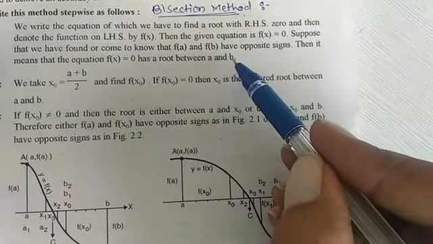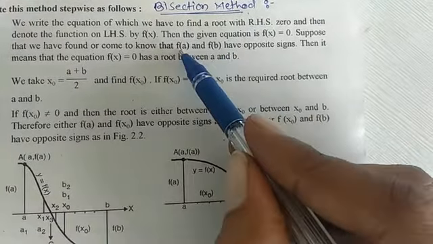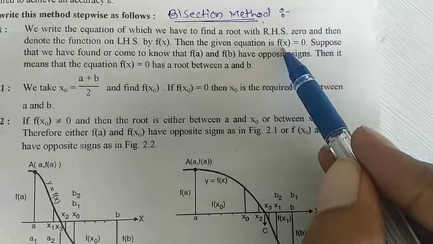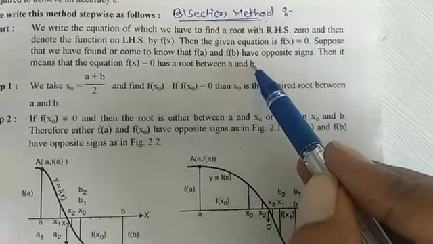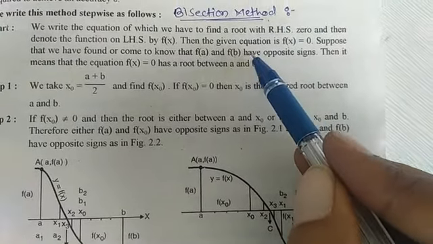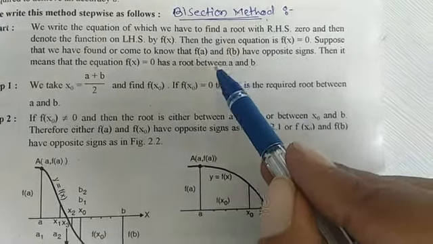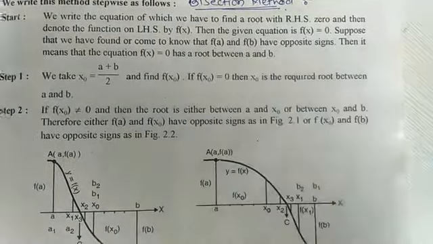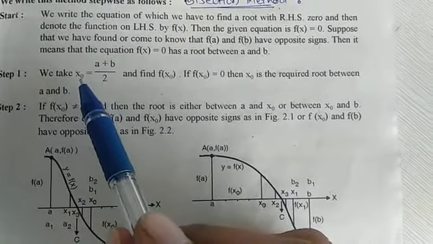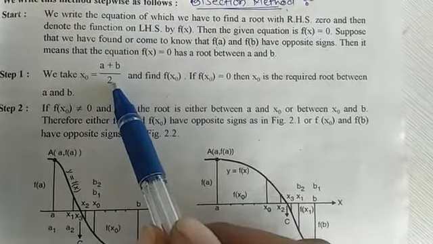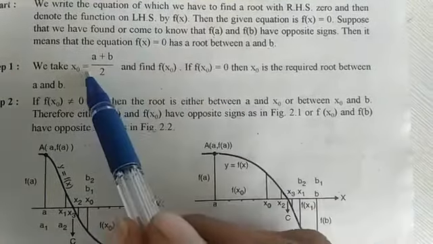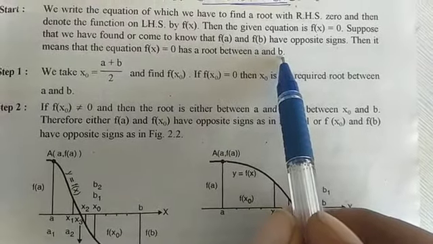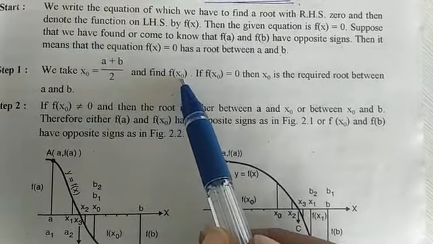Now here we have to find the values of a and b such that f of a and f of b have opposite signs. So we put values in f of x, and it will give us positive or negative. If one is positive and the other negative, then we can say that the root of the equation f of x is equal to 0 is in between a and b. So in step first we take x naught is equal to a plus b upon 2, which means the midpoint of the interval a, b. Then find f of x naught.